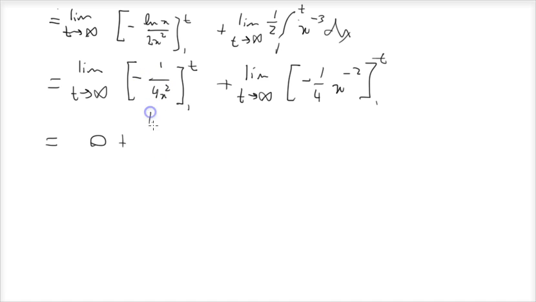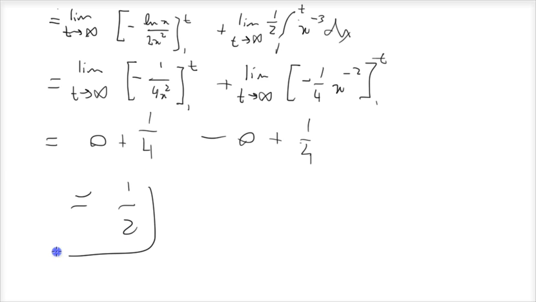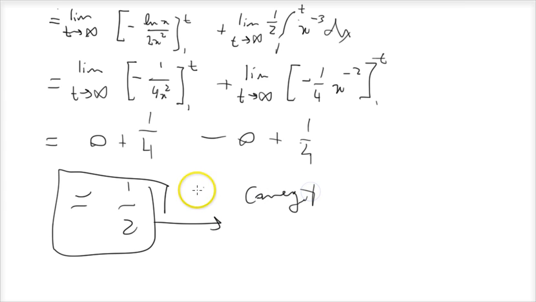We put the 1 in there, that's going to be a quarter. And then minus, you put the t in there, the x is in the denominator, the t is infinity, that's going to be a 0 as well. And you put the 1 in there, that will be a fourth. So we've really just got a fourth and a fourth, and that is going to be equal to a half. And so since the integral is equal to an actual number, we say that the series is convergent by the integral test. And there you have it.